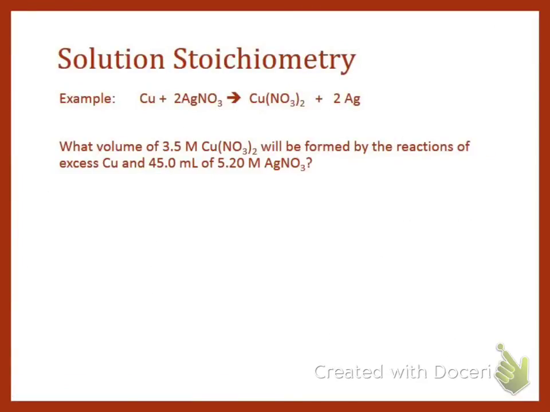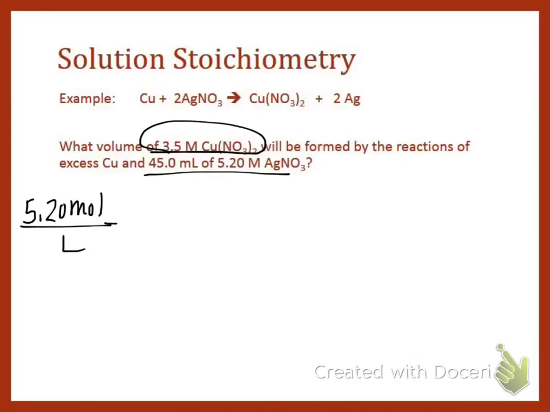Okay, so let's do the next example. This one, same problem, still the single replacement. This time I want to know what volume of that I can form. So I don't want to start with that, okay? I'm going to start with my reactant. So same thing, 5.20 moles over liter of silver nitrate.